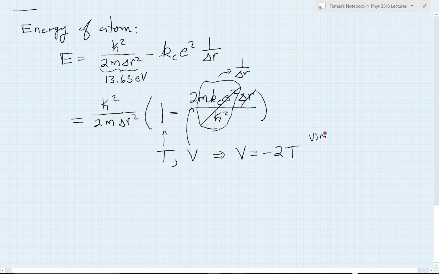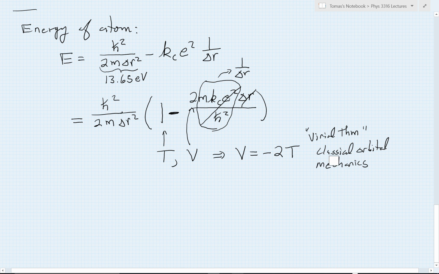It turns out that this is true exactly in classical orbital mechanics, that the average kinetic energy minus twice the average kinetic energy is equal to the average potential energy. So that's kind of cool. That's like a little teaser for something that happens down the road in the class.